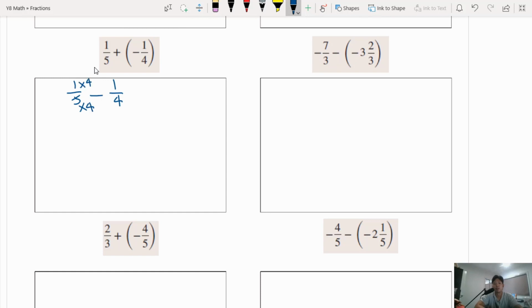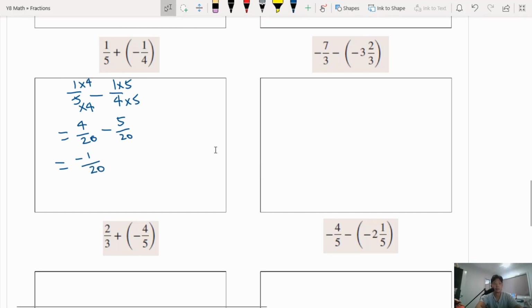So remember, whatever we do to the denominator, we also need to do to the numerator. So multiply the left side by 4 and the right side by 5. We end up with 4 over 20 minus 5 over 20. Alright, so 4 minus 5, that brings us to negative 1 over 20. And I can't see this being simplified any further, and it is a proper fraction, so that is where our answer ends.